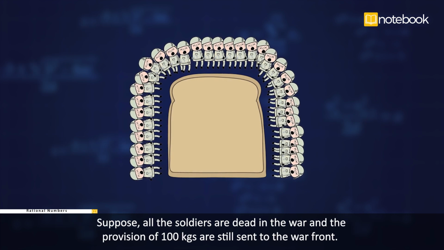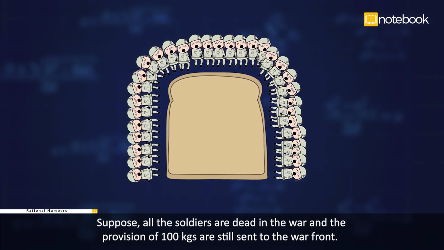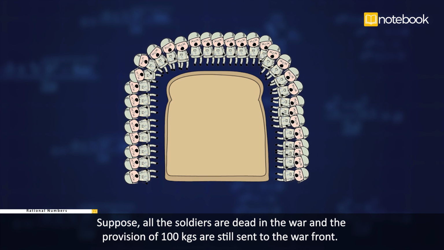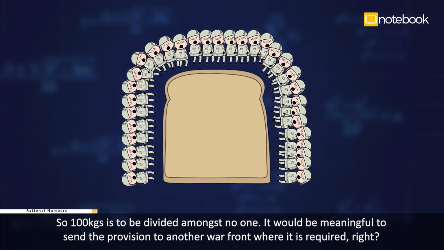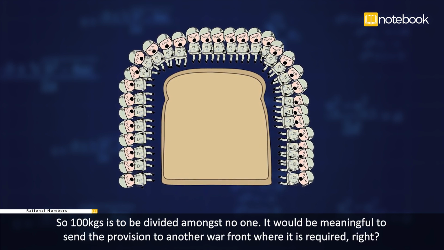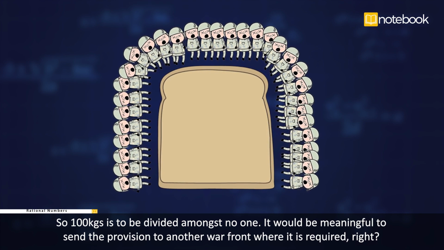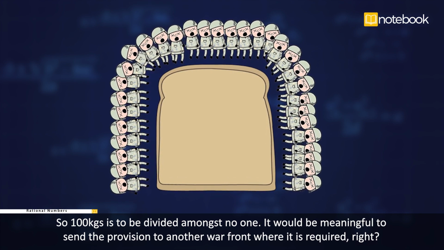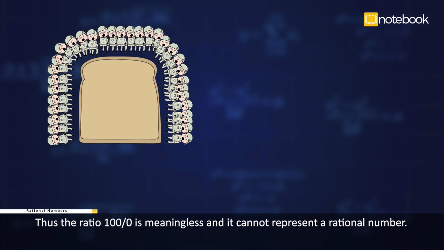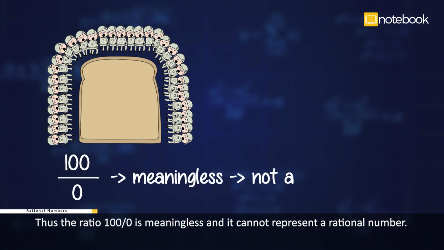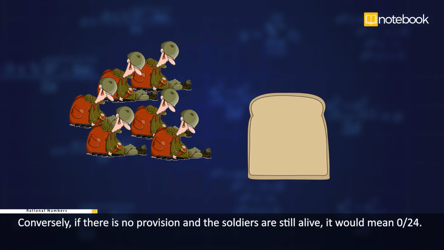Suppose all the soldiers are dead in the war and the provision of 100 kgs are still sent to the war front. So 100 kgs is to be divided amongst no one. It would be meaningful to send the provision to another war front where it is required, right? Thus the ratio 100 by 0 is meaningless and it cannot represent a rational number.